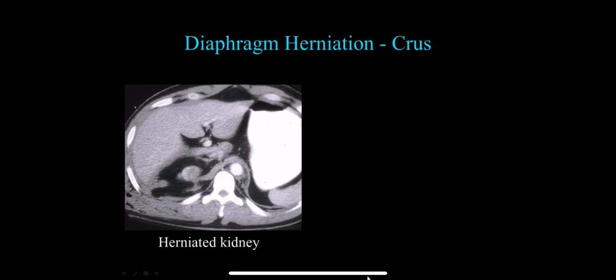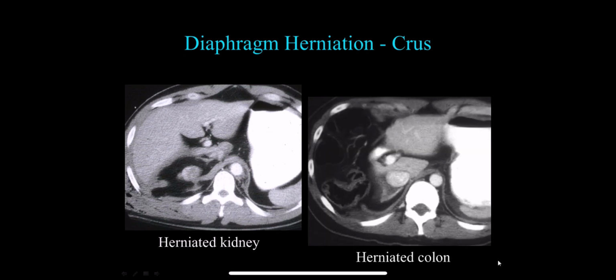A couple other examples of diaphragmatic herniation. We see a small focal portion of the kidney is herniated on the right, and you see an obvious defect in the diaphragmatic crus. And in this patient, we see a large amount of colon that's herniated and the abrupt termination of the right crus indicative of a torn crus with herniation of colon.